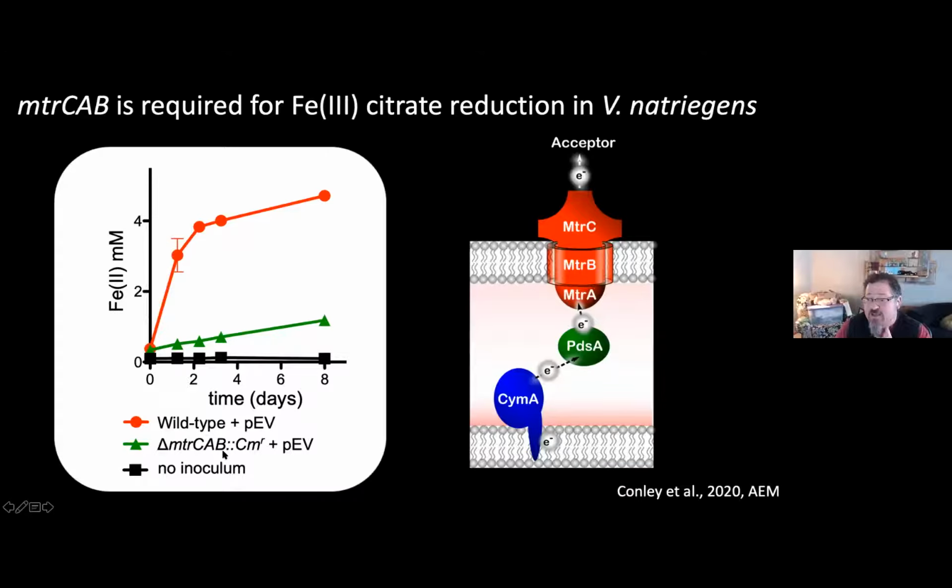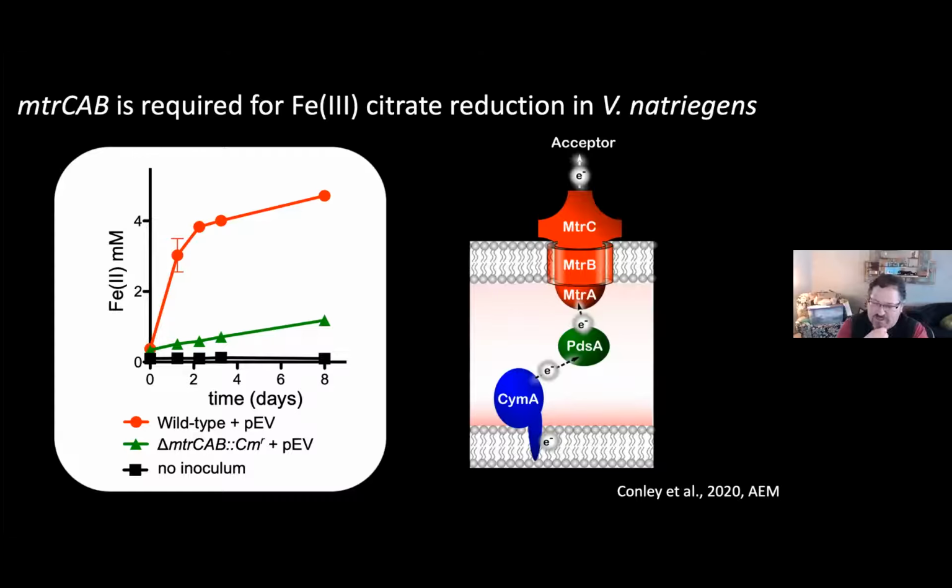If we go in and delete the genes encoding MtrCAB, these red guys up here, we now substantially decrease the amount of iron that is reduced in that same time frame versus no cells at the bottom here. So that's convincing data that these genes are involved in the iron reduction process that I'm describing here.